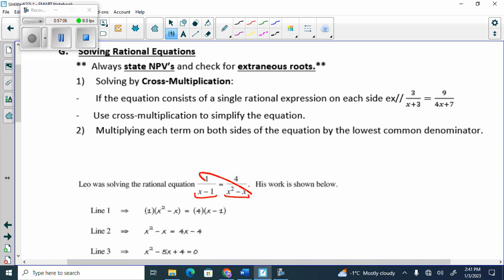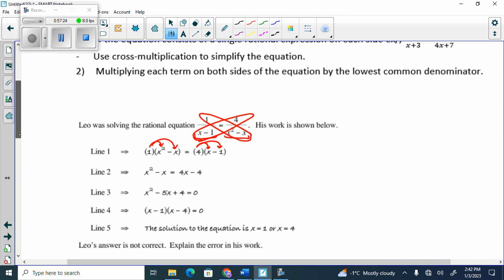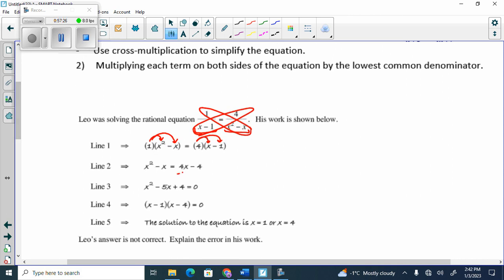I can go this times this. So I get 1 times x squared minus 1 equals 4 times x minus 1. Then I distribute. I get x squared minus x, 4x minus 4. I have to get everything to one side. So I subtract my 4x, and I add my 4.